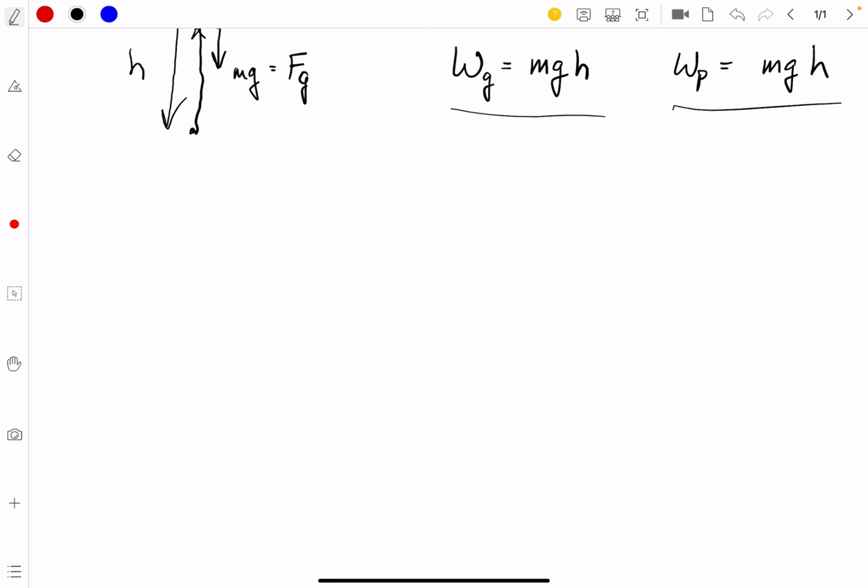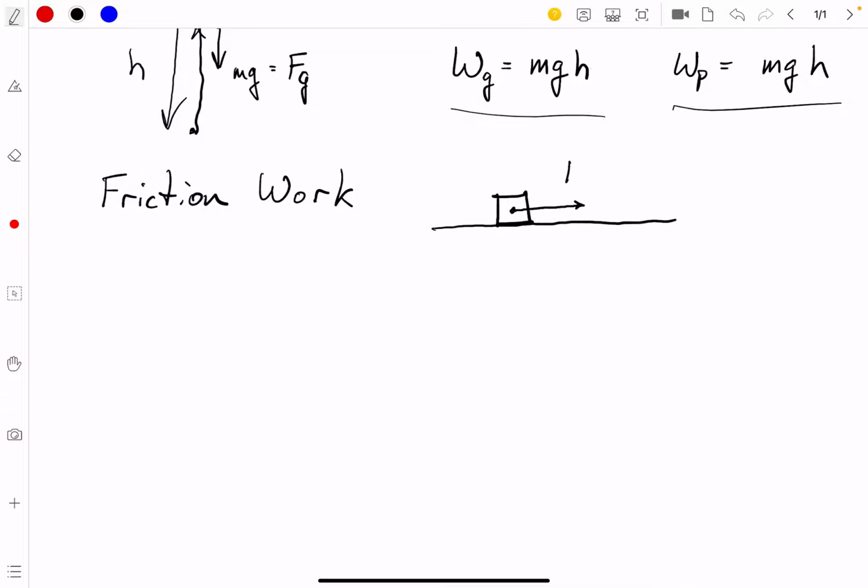Friction work. Let's talk about friction work. And we've done this before. The work of friction or what have you. Let's just say we have a box, and the box is on a table, and we're going to apply a force to it, which means that we have some acceleration going in that direction. But we also have friction going this way.